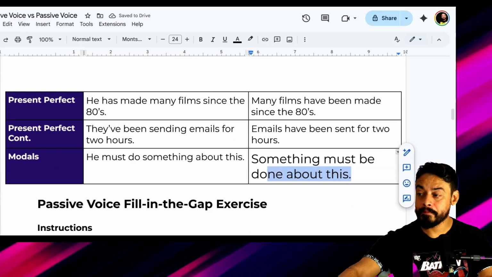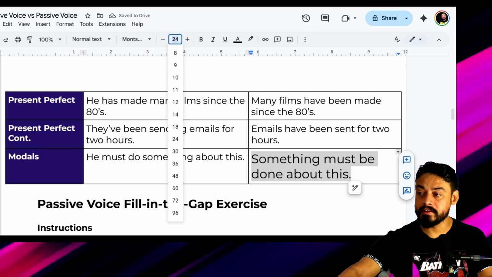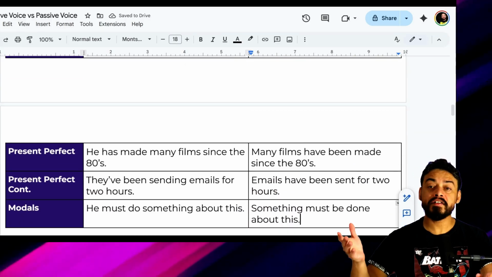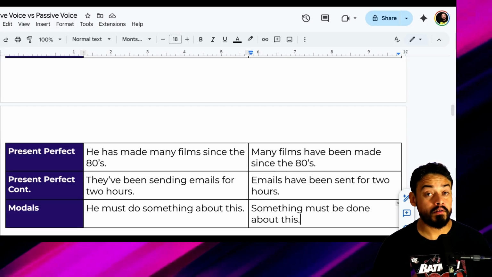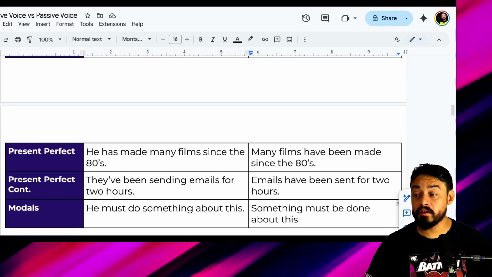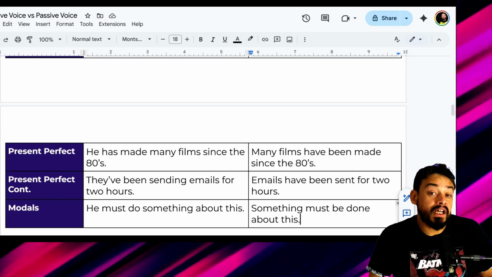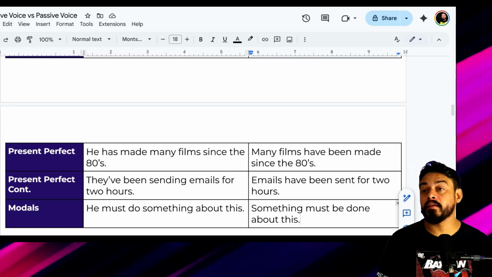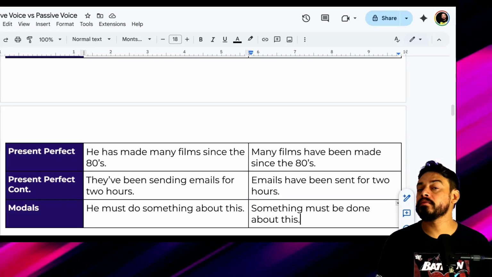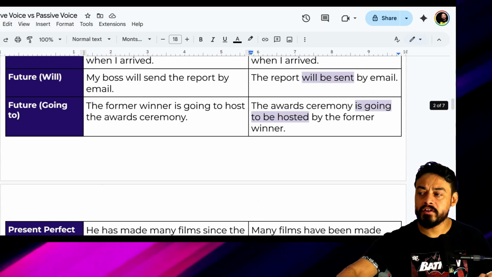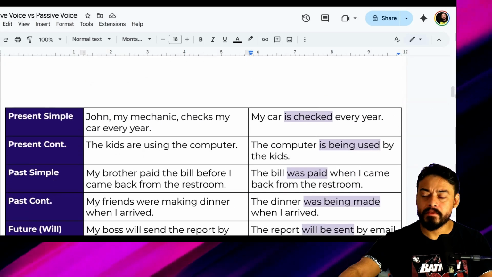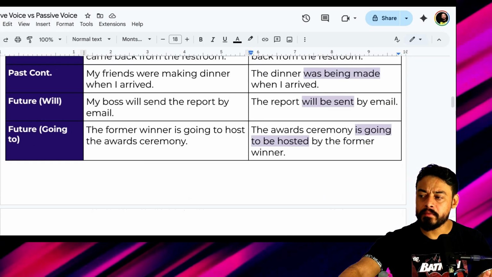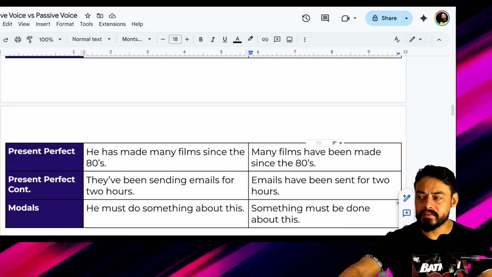Okay? Something must be done about this. I'm using must here, but it could be any other modal. For example, he may do something about this becomes something may be done about this. Something could be done about this. Something might be done about this. You see? So these are the structures of the passive voice sentence in the most common verb tenses in English.